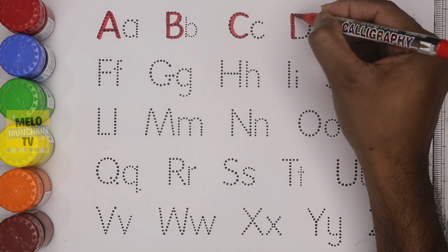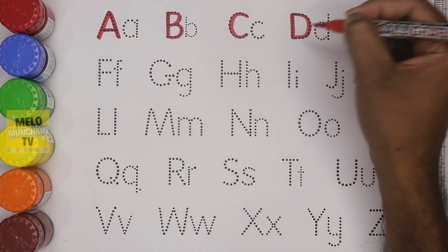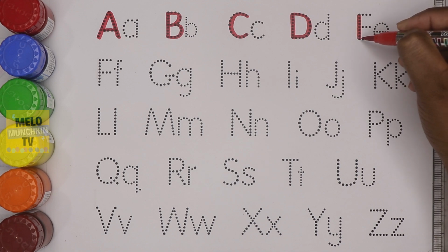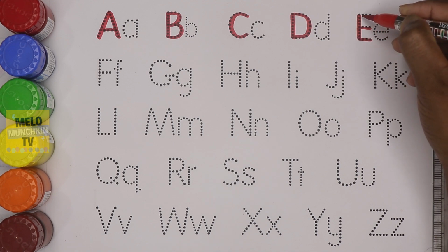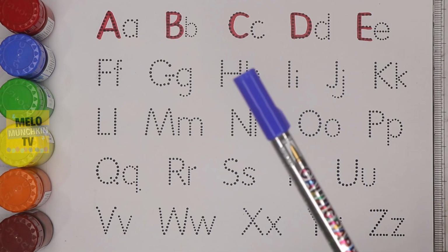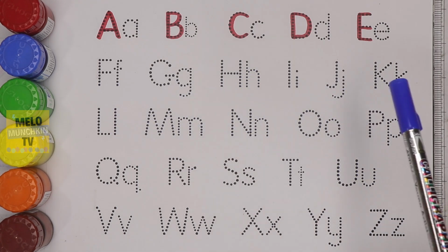This is capital letter D. D for dog. This is capital letter E. E for elephant. Next I'll take dark blue color to write the second line.